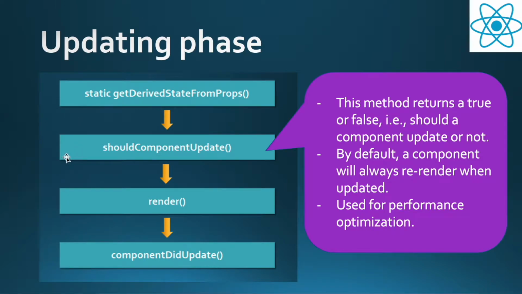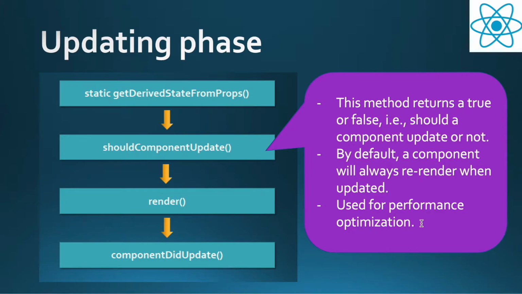The most important functions here are, first, shouldComponentUpdate. This method returns true or false, that is, whether a component should update or not. If we implement this method, we should return true or false saying whether the component should update or not. By default, the value is true. A component will always re-render when updated. So if we do not implement this, the component will always get re-rendered.